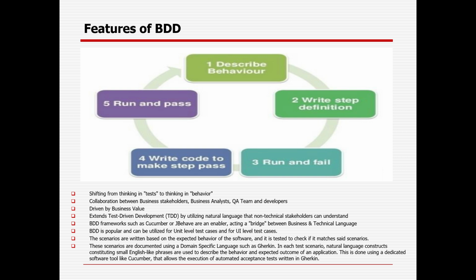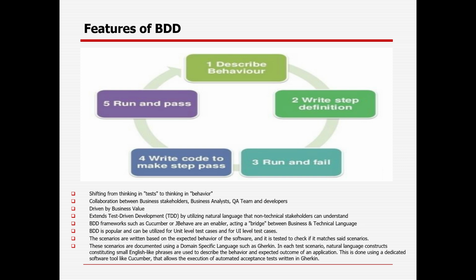Once the behavior is described, we'll write the step definition, meaning what the objective is and how we can do it, and then we'll run it and watch it fail. After that, we will write the code to make the step pass, and then we will run it and finally pass it. So in BDD, our thinking is shifting from test to behavior. There is collaboration between business stakeholders, business analysts, QA, and developers. It is driven by business value.